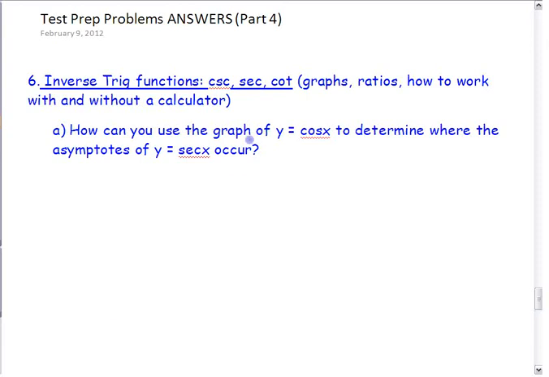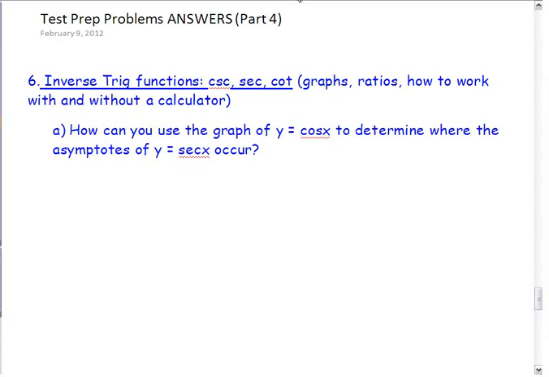All right, last topic here is inverse trig functions, cosecant, secant, cotangent, and how they're related to the basic trig functions and working with ratios and angles. First thing here, looking at graphs of them. Let's do this one first. How is y equals secant related to cosine?